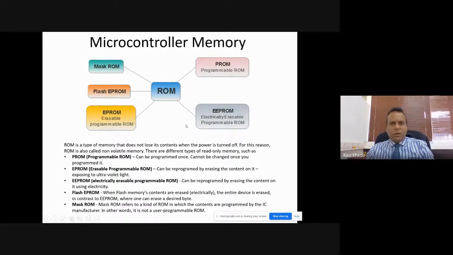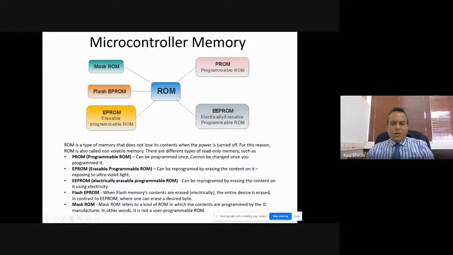But then you can have different versions of ROM. ROM is a type of memory that does not lose its content when the power is turned off, so it keeps it permanently for you. For example, RAM normally erases and loses all the information as soon as you switch off the power. For this reason, ROM is also called non-volatile memory.